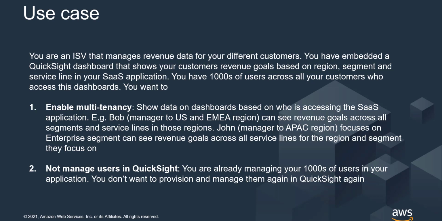Next, you're already managing thousands of these users in your SaaS application and you don't want to further manage them in QuickSight. So this feature enables you to enable multi-tenancy and at the same time not manage or provision users in QuickSight.